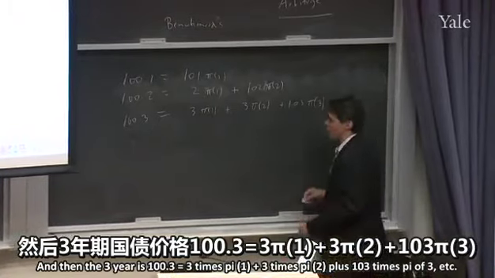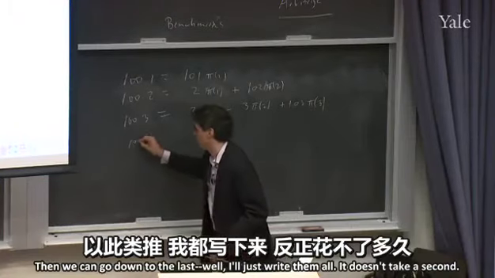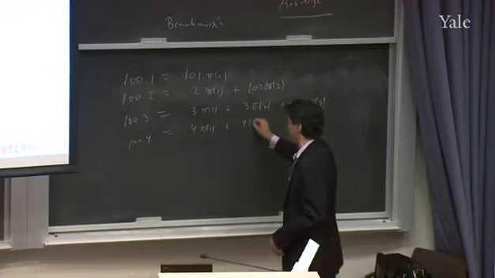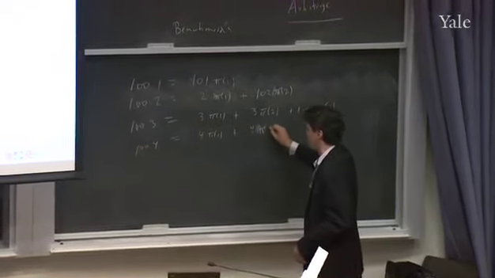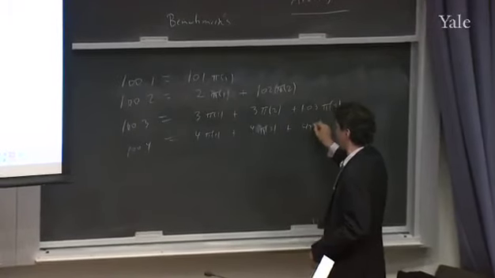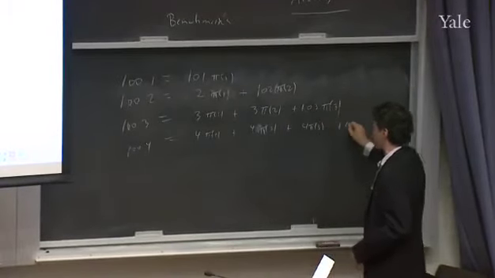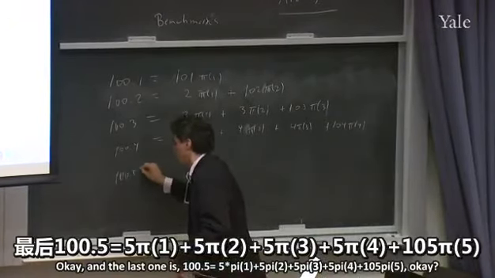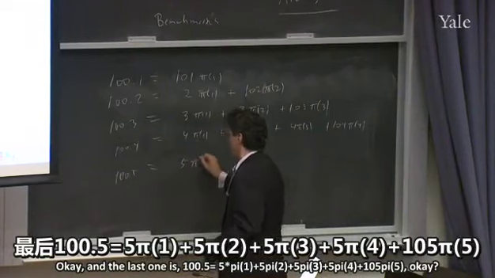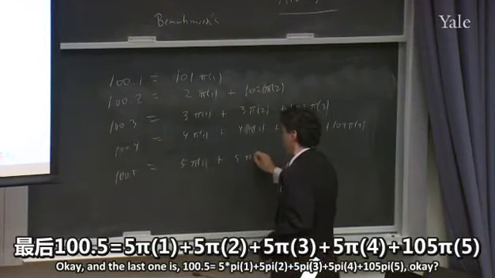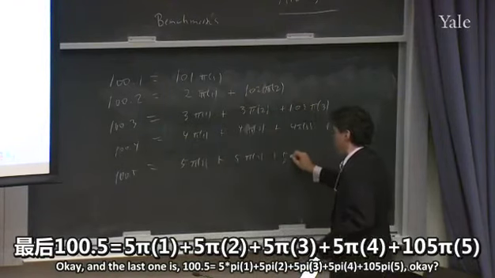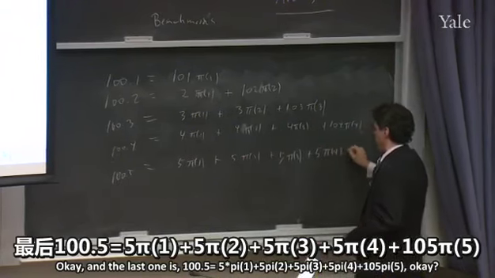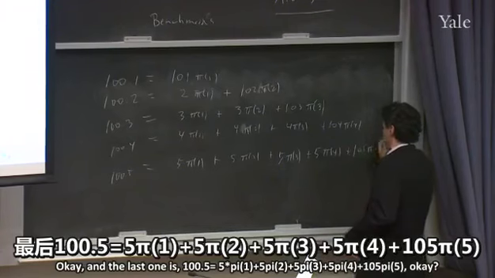So, etc. And then we can go down to the last. Well, I'll just write them all. It doesn't take a second. And the last one is 100.5 equals 5 times pi 1 plus 5 pi 2 plus 5 pi 3 plus 5 pi 4 plus 105 pi 5.